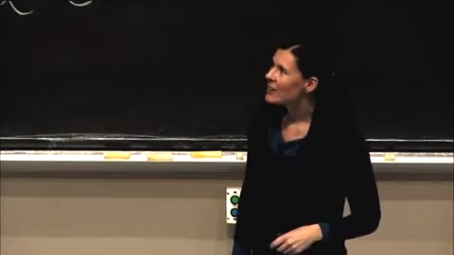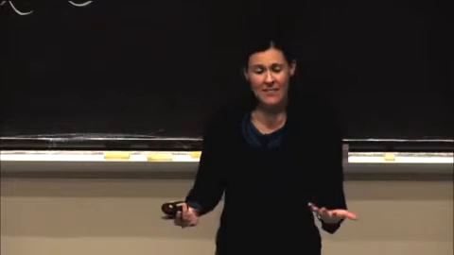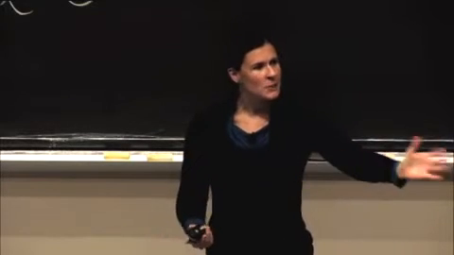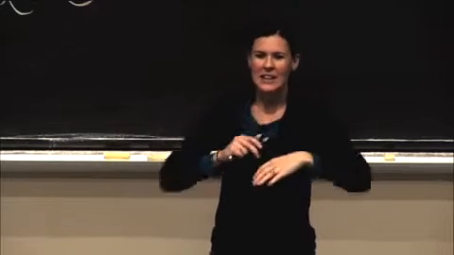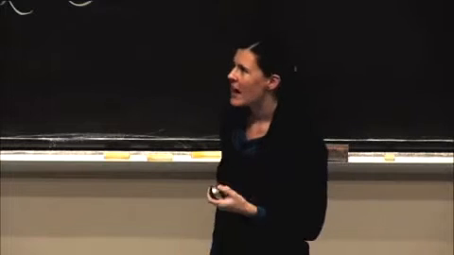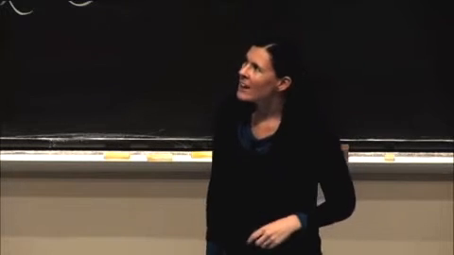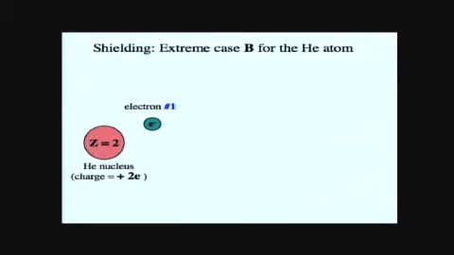If we have a look at what the answer would be, this looks very familiar. We would expect our binding energy to be -2.18 times 10 to the -18 joules. This is actually the binding energy for a hydrogen atom. That makes sense because in our extreme case where we have total shielding by the second electron, the electron of interest is essentially seeing the same nuclear force that an electron in a hydrogen atom would see.